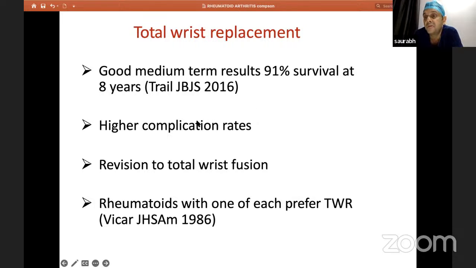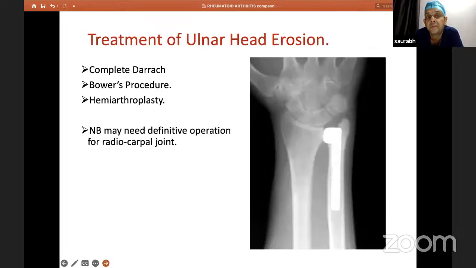But yes, replacement is a more complicated procedure, so it will have higher complication rates. Sometimes the tendon can be too tight. In that case, I've had to go in once to revise my wrist replacement to a wrist fusion, but that was done for an osteoarthritic wrist, not a rheumatoid wrist. And remember, if you ask patients with rheumatoid, they do prefer a wrist replacement because you're preserving movements. And movements are very important to them because they have issues right from wrist to MCPs to PIPs to DIPs. So if you can preserve movements, nothing like it.